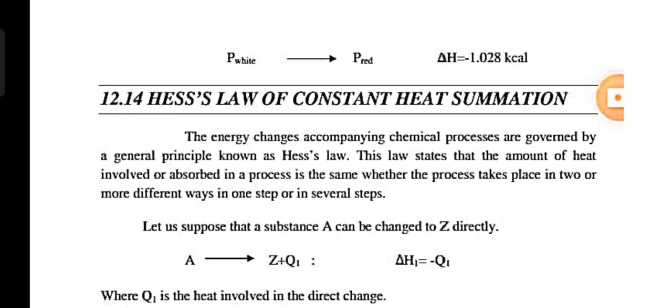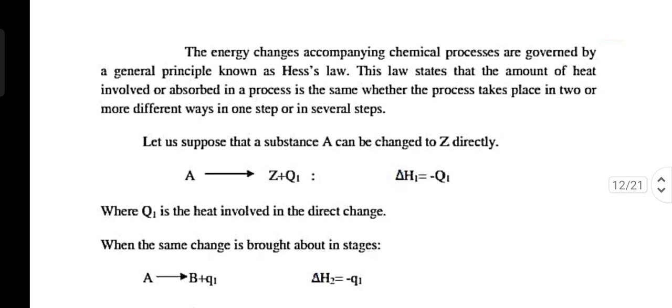This law states that the amount of heat evolved or absorbed in a process is the same whether the process takes place in one step or in several steps. Let us suppose that a substance A can be changed into Z. ΔH1 for A changing into Z plus Q1 is equal to minus Q1, where Q1 is the heat involved in the direct change.